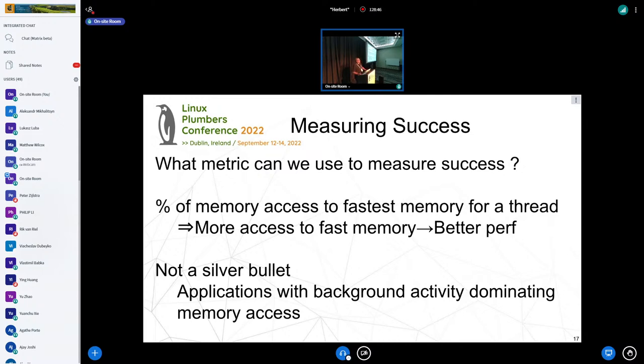But it's also not a silver bullet. Some applications have a background task that is actually dominating the memory accesses, but what is most important to the application is very low latency, which does a bare minimum of accesses. So, you know, it's a very corner case.